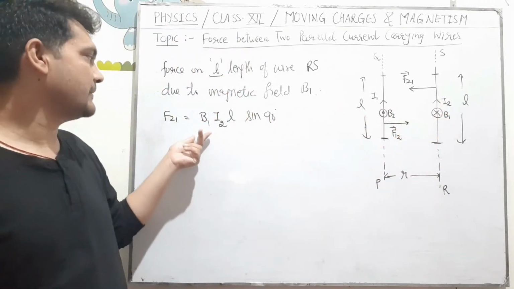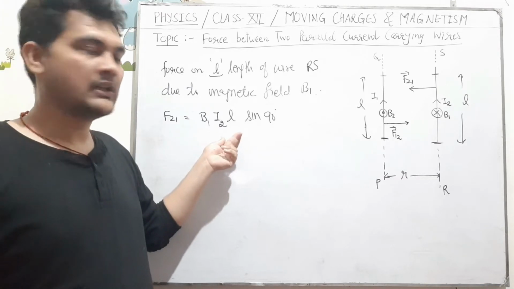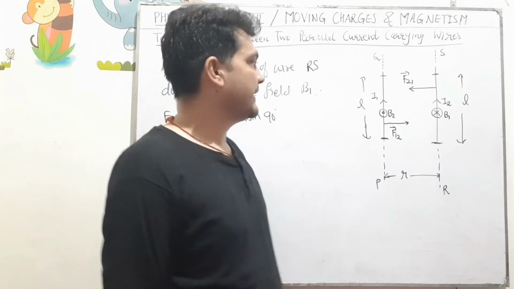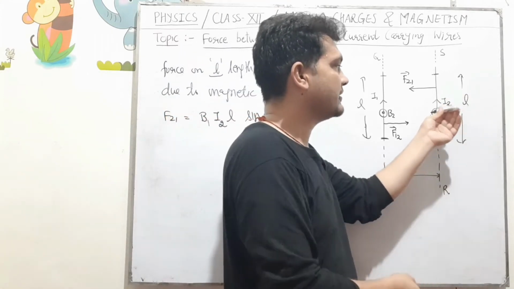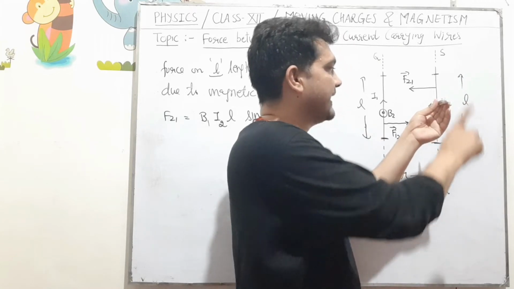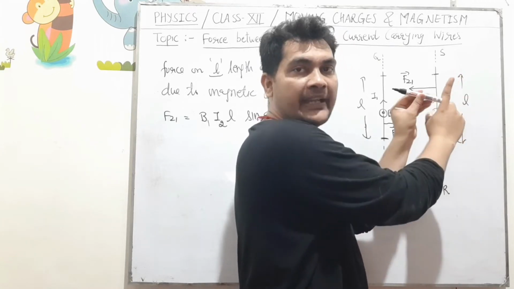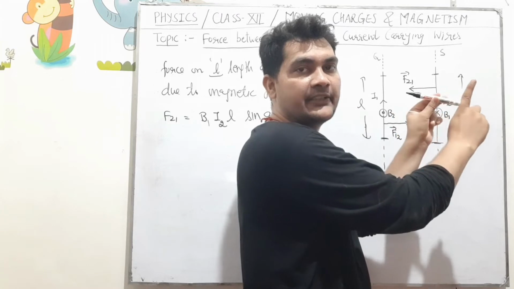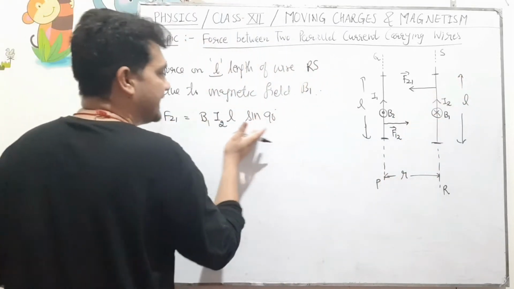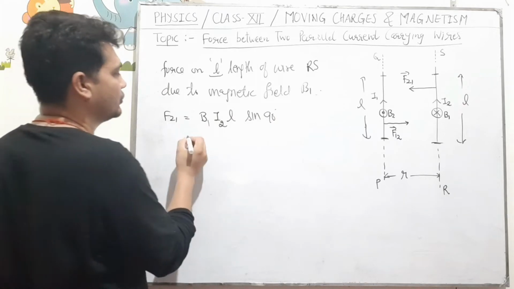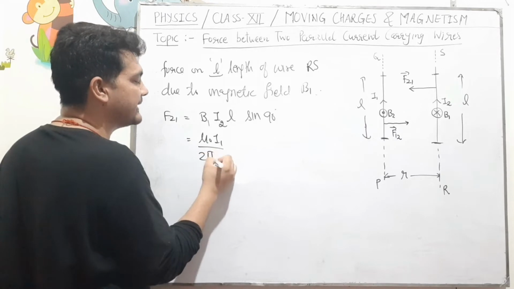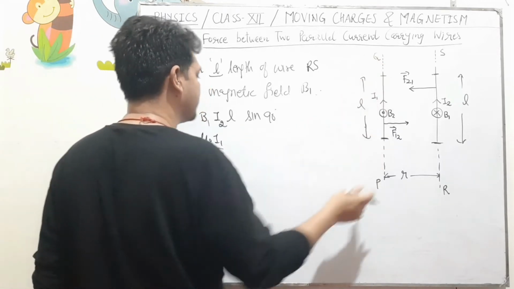B is magnetic field B1, current is I2, length is L, and theta is 90 degrees. Why theta 90 degrees? Because the magnetic field is in the inward direction and the current is in the upward direction. So the angle between these two is 90 degrees. You can see that the angle is 90 degrees. Therefore I have written sin 90 here. So putting the values, B1 is equal to mu naught I1 divided by 2 pi r, because this is the magnetic field due to the first wire.